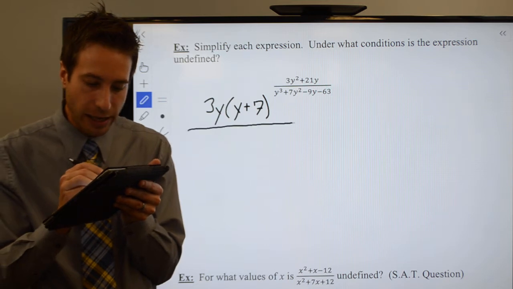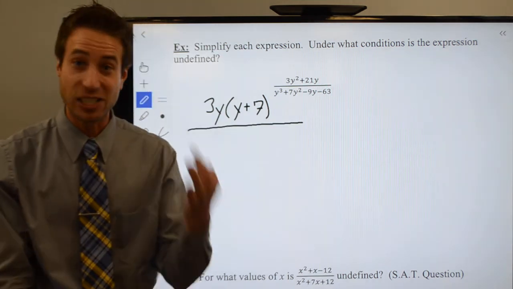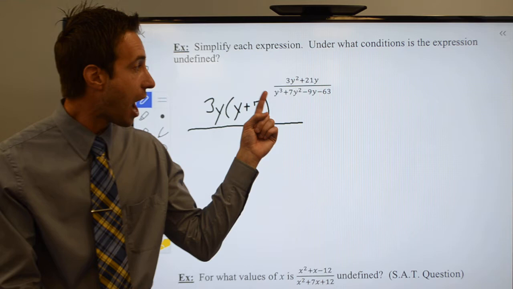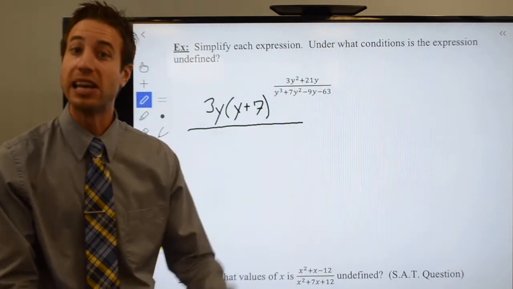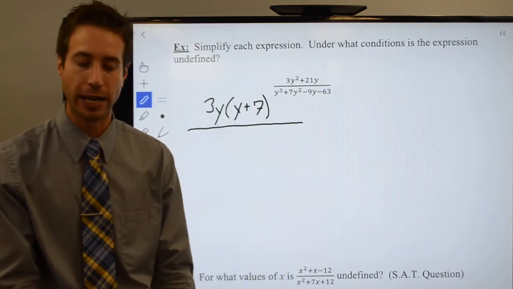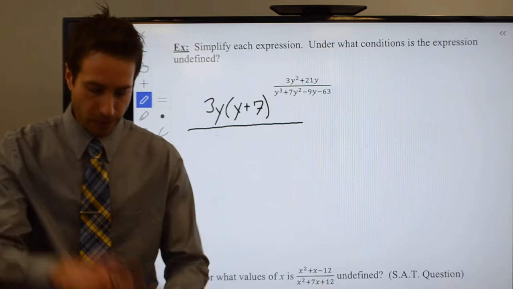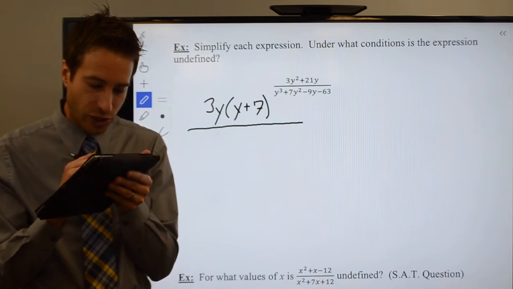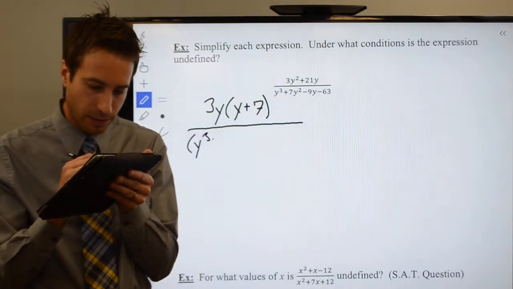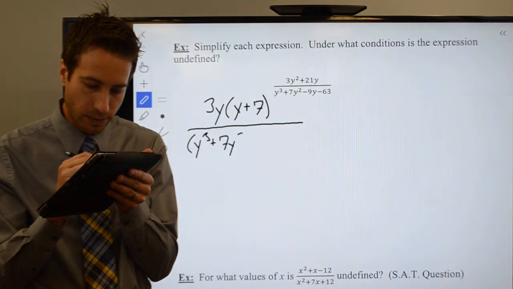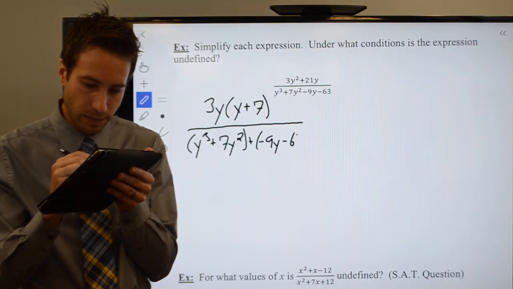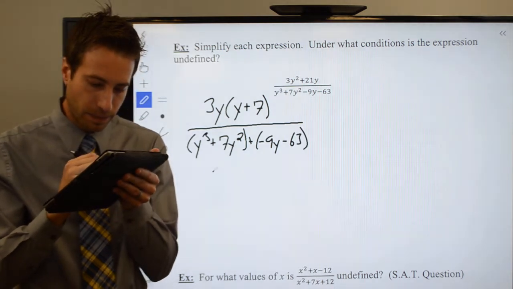In the denominator, well, once again, I think this is the third time we've seen this. I have 4 terms in my polynomial in the denominator. Group and factor, right? We'll group the first 2, group the last 2, and just see what happens.